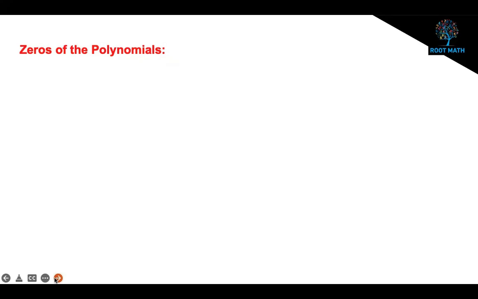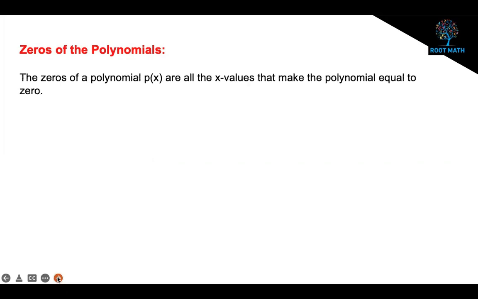So first, you know what polynomials are. In grade 9 itself you have learned. Here you are going to learn how to find the zeros of the polynomial. In a polynomial, a value of the variable which makes the whole polynomial value 0 is known as the zero of the polynomial. For example, if p of x is the polynomial, all the values of x that make the polynomial equal to 0 are known as the zeros of the polynomial.